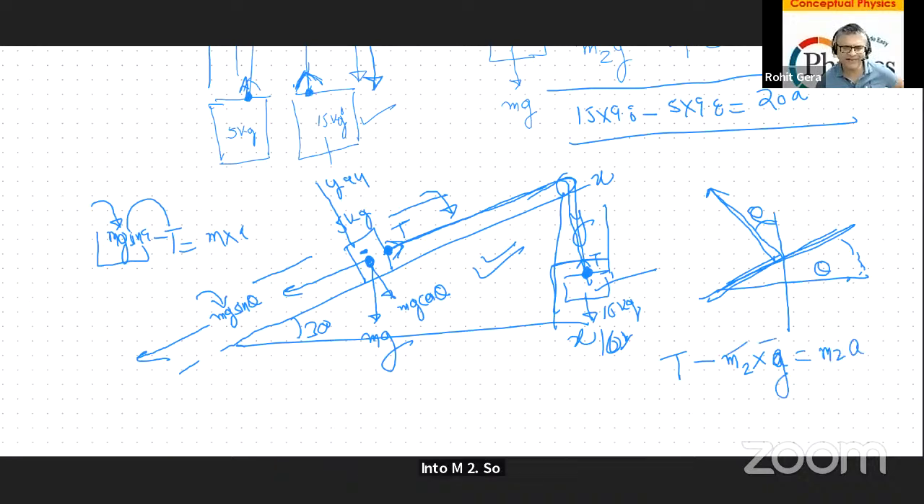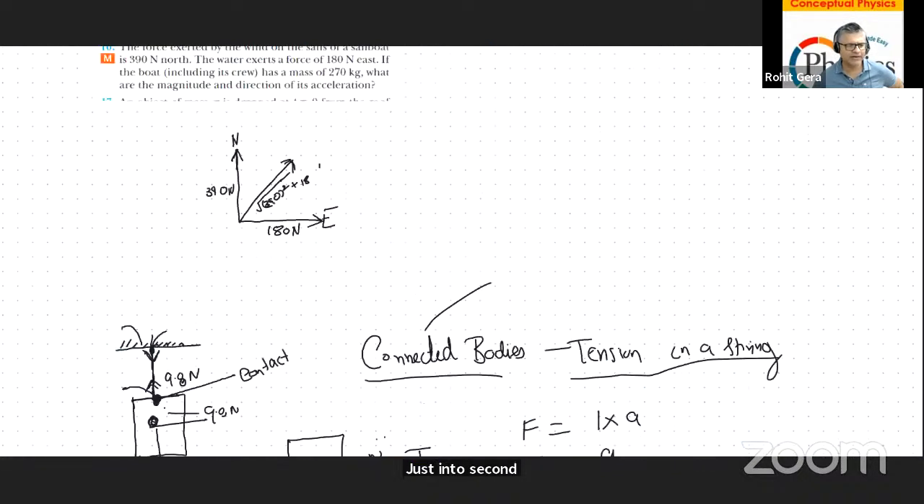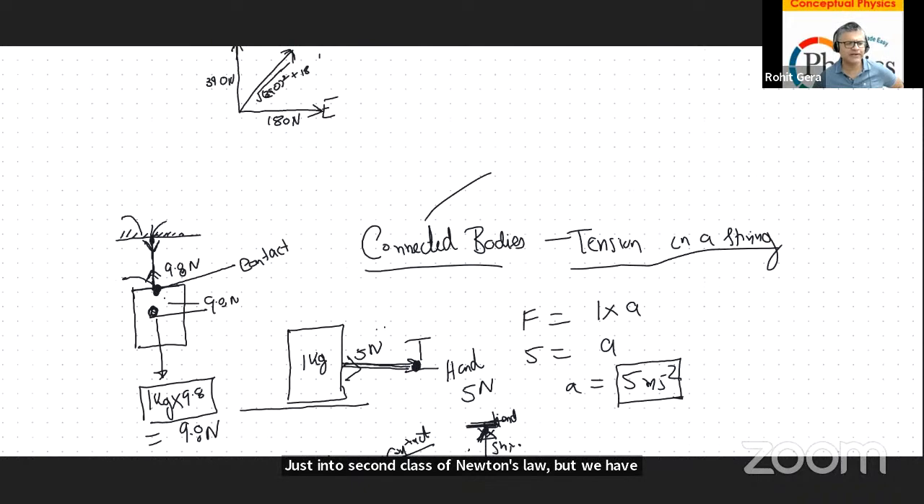So this acceleration and this acceleration are the same because they're connected bodies. They're moving together with the same acceleration. They're connected by a common string. A common string also implies the common tension. We don't need to worry about how we did this resolution and all that. Not at this stage. We're just into the second law of Newton's laws. But we have covered a lot of distance, knowing fully well that you have limited time right now. We're trying to cover as much as we can.